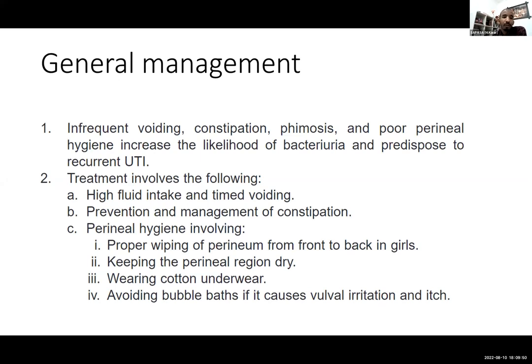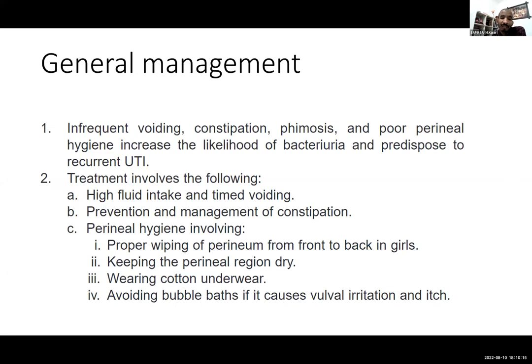Okay? So, the general management also involves high fluid intake and timed voiding. You need to have high fluid intake. You need to have timed voiding. Timed voiding means that the child needs to go to the toilet at every specific time. Okay, he should not be distracted by playing. He should not be missing his voids because no one is watching.